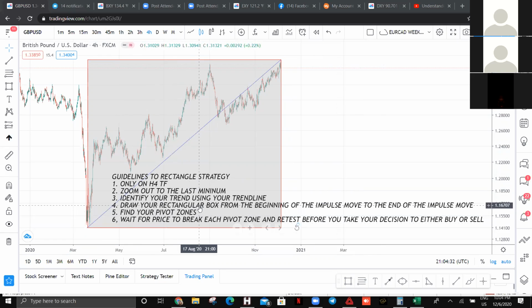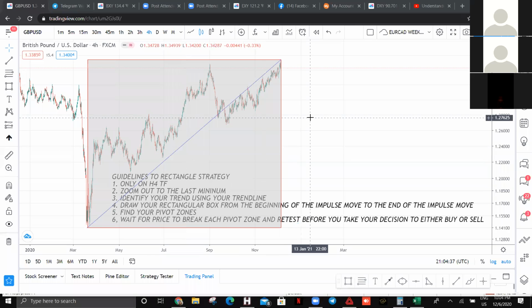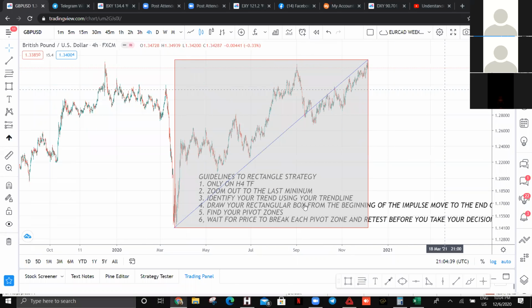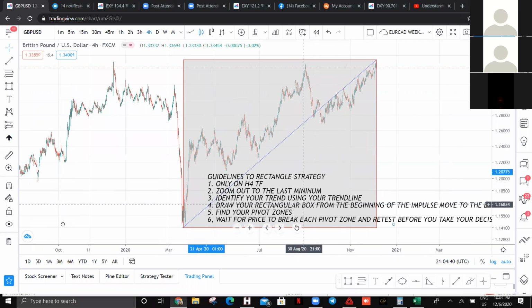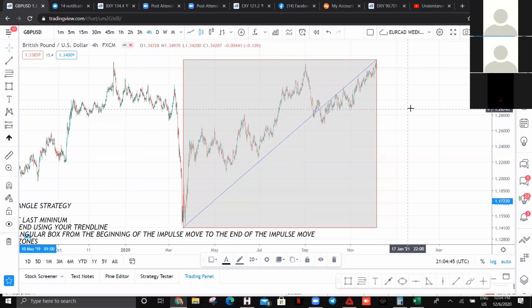Find your pivot zones. Now, how to identify your pivot zones, you need to pay critical attention to this. Pay serious attention to this. I will draw this back for you to see. The first one is, zoom out to the last, where you can't zoom out anymore. Identify your trend. That's a previous trend. With the rectangular strategy, we're using the past to know what's going to happen in the future. That's what the rectangular strategy is.